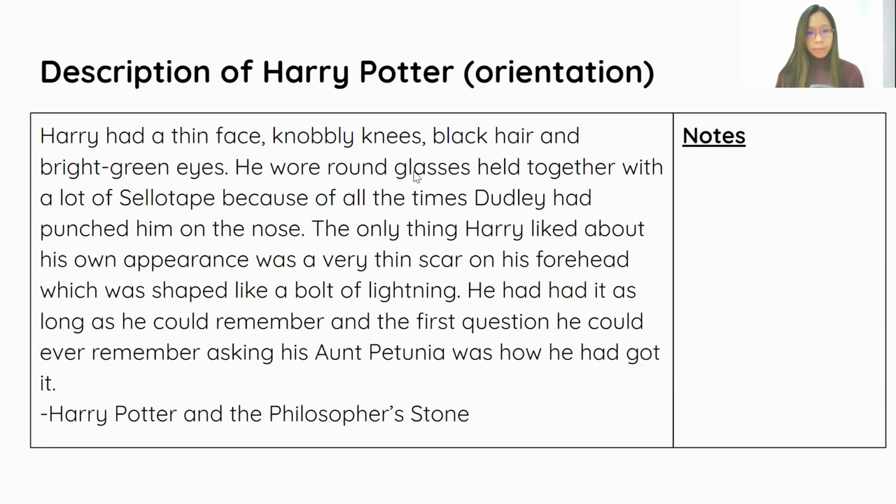He's also got some glasses, and because they are held together with some tape, because of all the times that Dudley has punched him, we can tell that maybe his aunt and uncle haven't gone to get him new glasses, so maybe he's not the priority in the family. And we know that Harry is a victim of some bullying in the house because of what Dudley has been doing, so punching him.